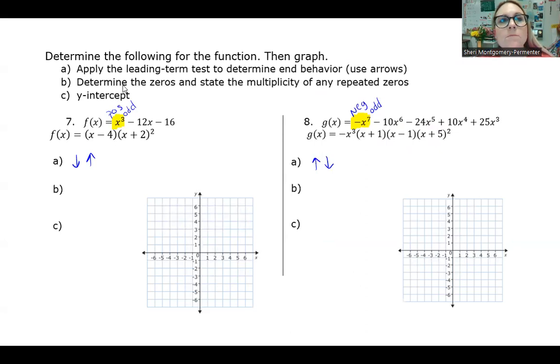When it says determine the zeros and state the multiplicity, all we're going to do is the opposite of what we did last class. Last class, I gave you the list of zeros and you wrote it as a polynomial. Now we're going the other direction. If I have x minus 4, what does x equal? Positive 4. Remember, it's opposite. And if I have x plus 2, what does x equal? Negative 2, but this one has a multiplicity of 2. See how it's got the square up there? So it's a multiplicity of 2.